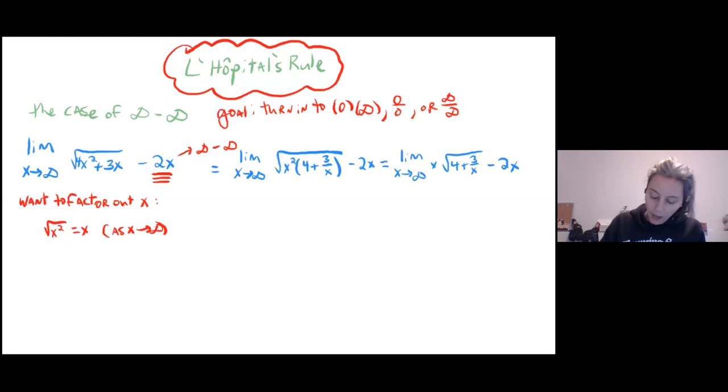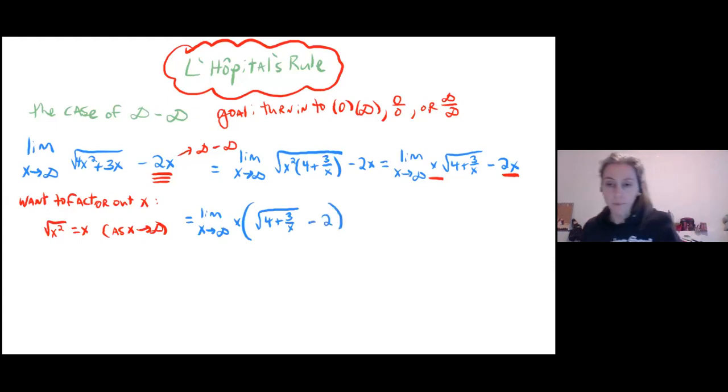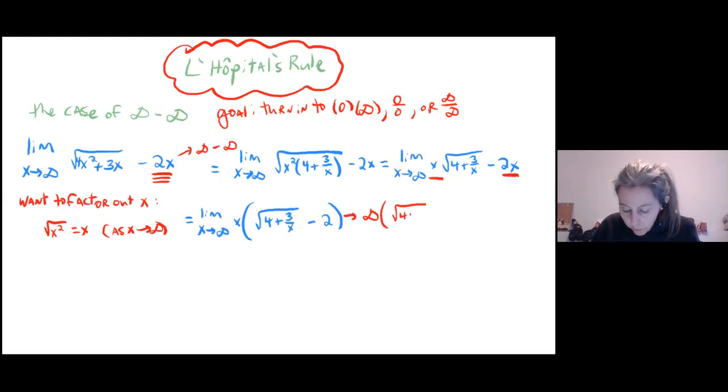And now I can see, hey, look, I have a factor of x in both parts. I can factor out that x. So this gives me the limit as x approaches infinity of x times the square root of 4 plus 3 over x, minus 2. Okay, so now what happens when I plug in infinity? We've changed the form of this thing, which means it should no longer look like infinity minus infinity. When I plug in infinity to that x, I get infinity. Then I have the square root of 4 plus 3 over infinity, minus 2.